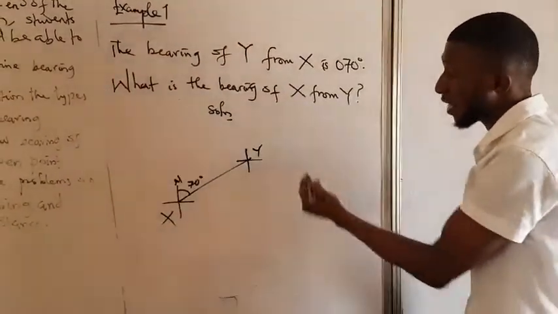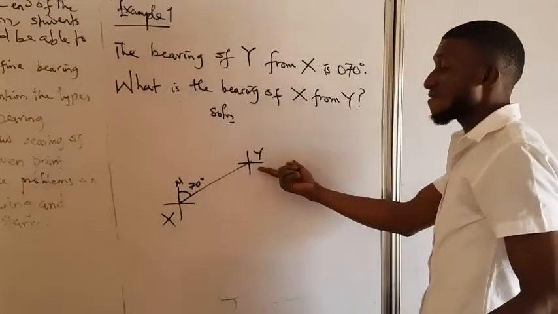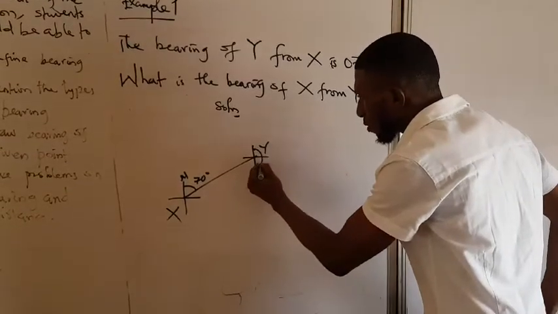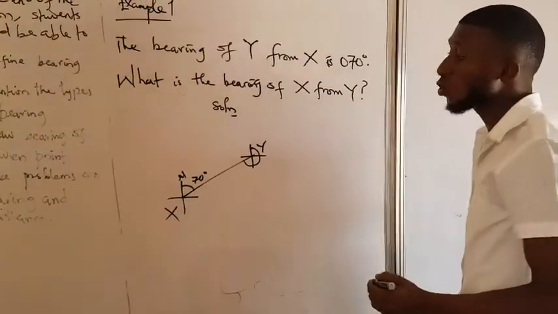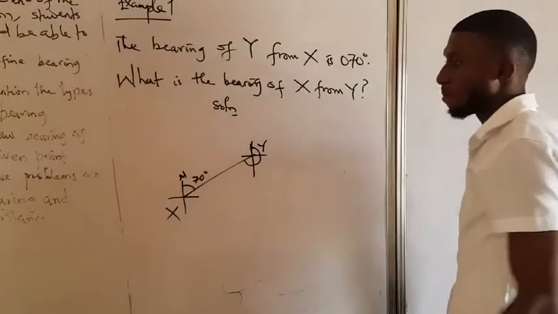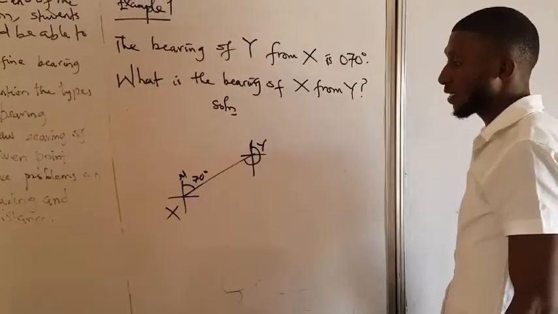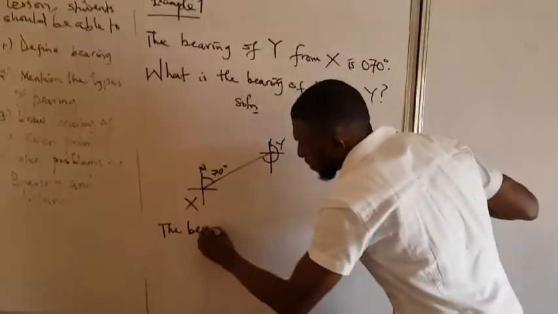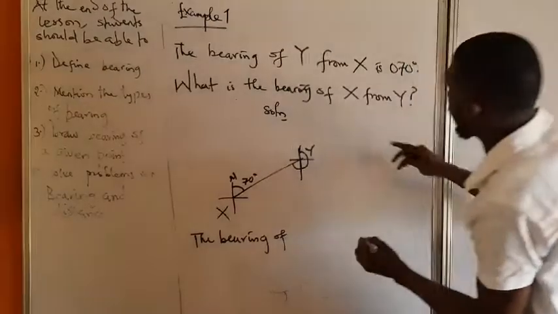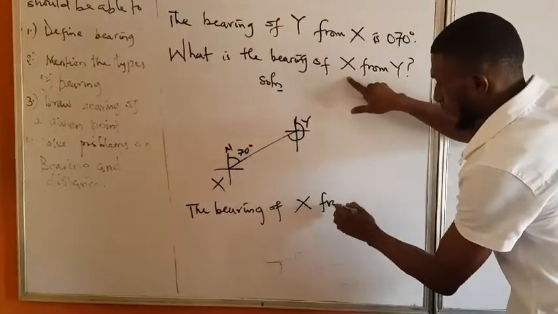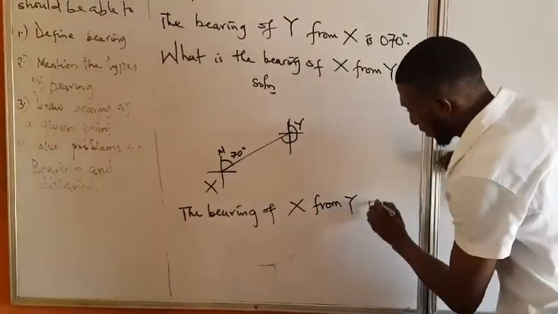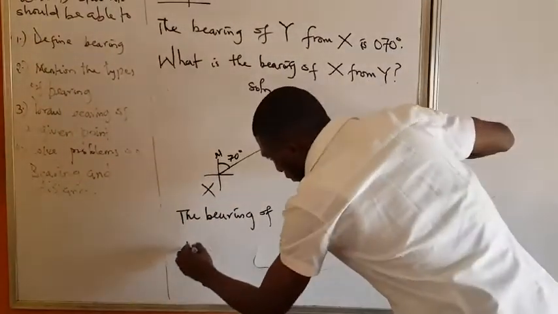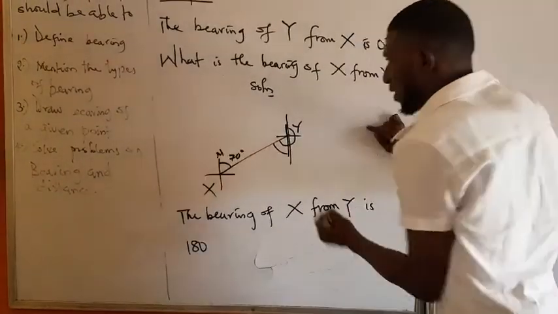Then I say what is the bearing of this place from this place. To find the bearing of this place now, remember that this one is another whole circle bearing. Therefore, we measure from what? From the north to where the line is pointing towards. If this place is 180 degrees, that is angle on the straight line, we have the bearing of x from y to be 180 degrees plus the remaining one here.